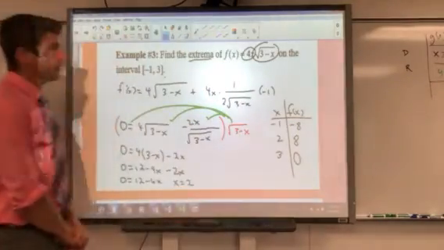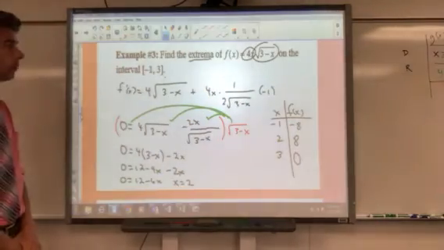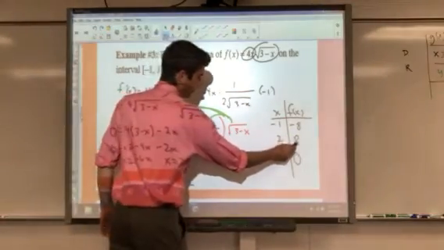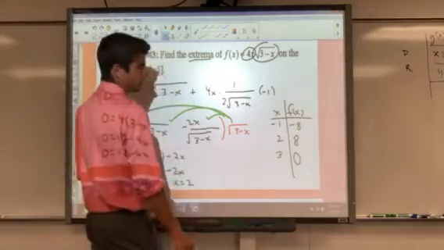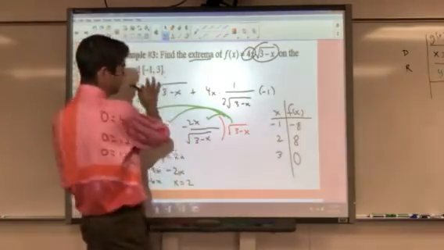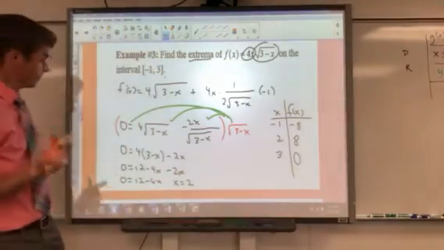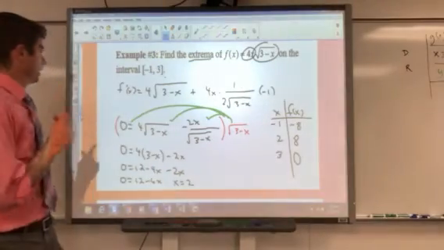Okay, so then, again, here are 3 values. The absolute max appears to be when x is 2. The maximum value is 8. And then it looks like the absolute minimum on this closed interval is when x is equal to -1, and that value is -8. Okay, example 4.